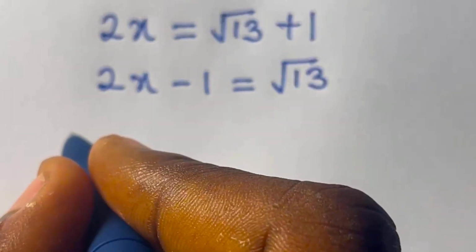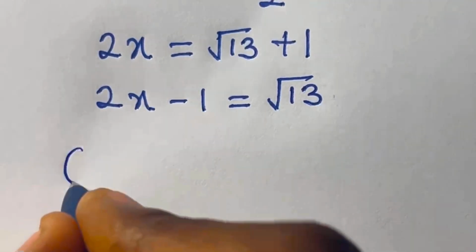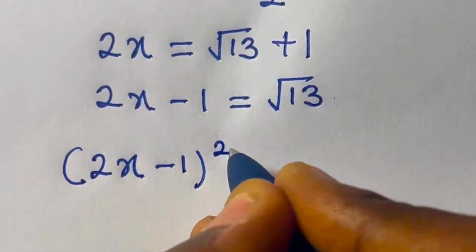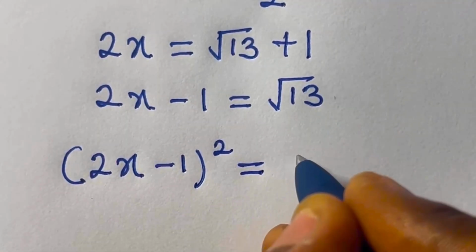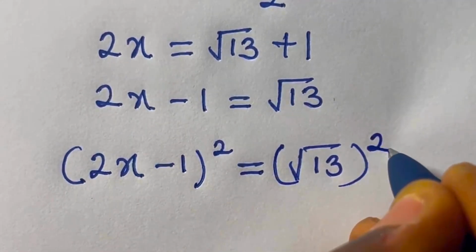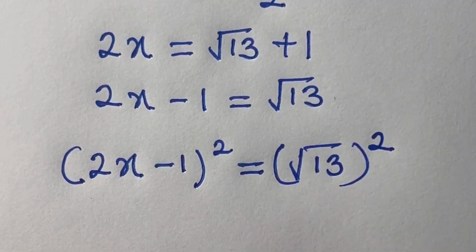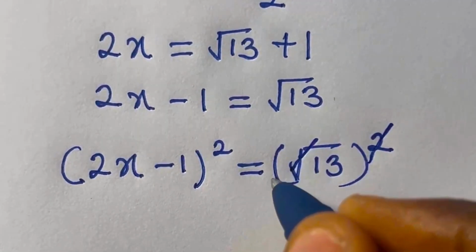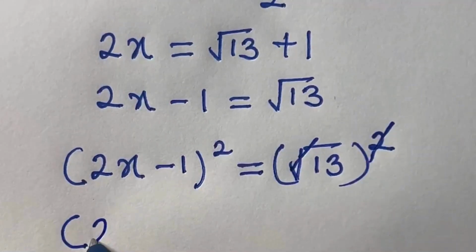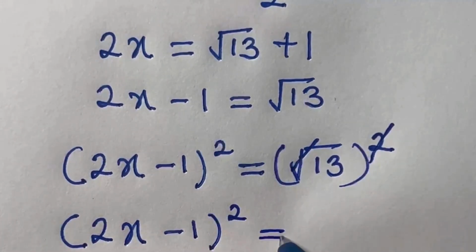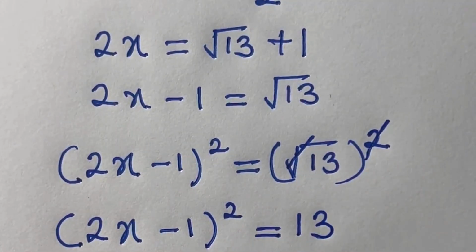If we square both sides, we are going to have (2x minus 1) raised to the power 2 equals √13 raised to the power 2. All right. So if you look here, we are going to have this cancel this. Therefore, this will become (2x minus 1) raised to the power 2 equals 13.